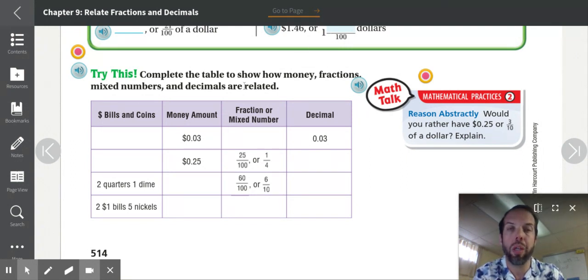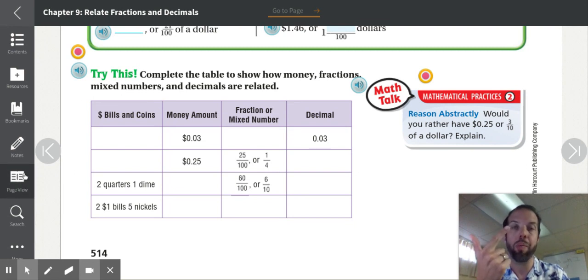But this whole lesson, there's two parts to it. The first part is to write money amount in terms of the money amount, the fraction or mixed number, or just the decimal. So write it three different ways. The second part is going to be word problems. And you might have to divide money up, you might have to subtract money. So we're going to look at a few of those today.